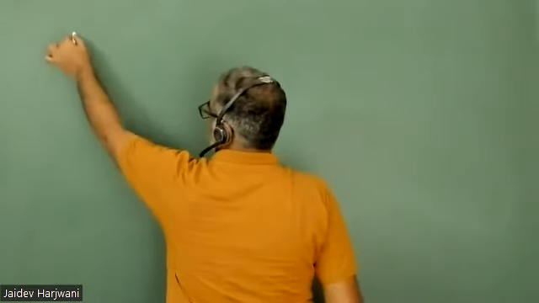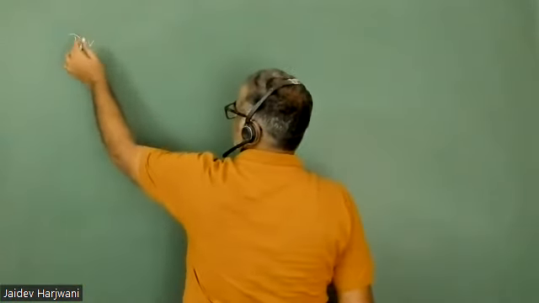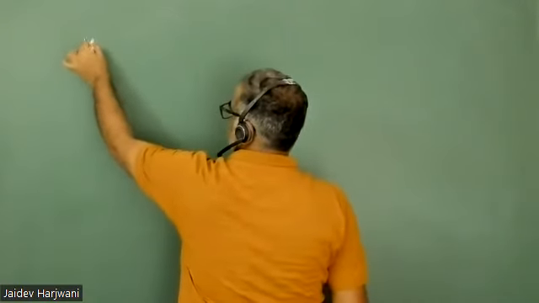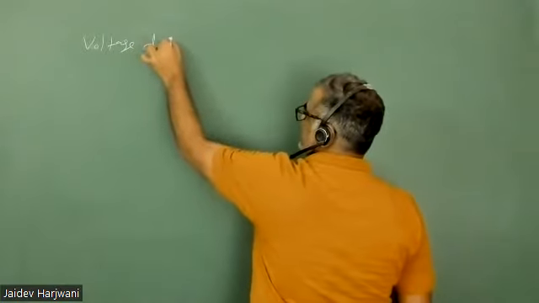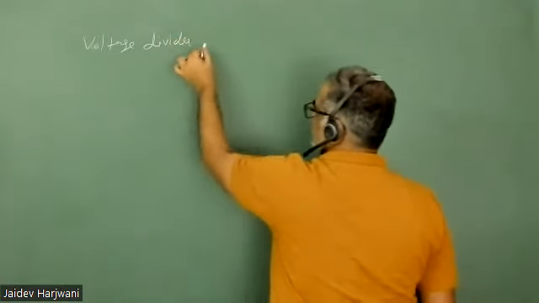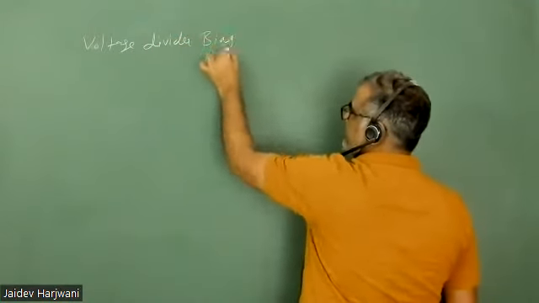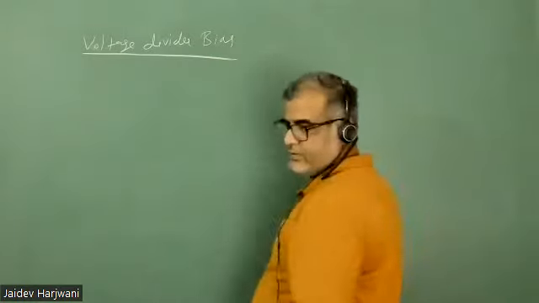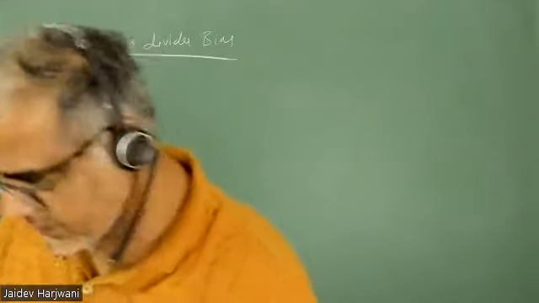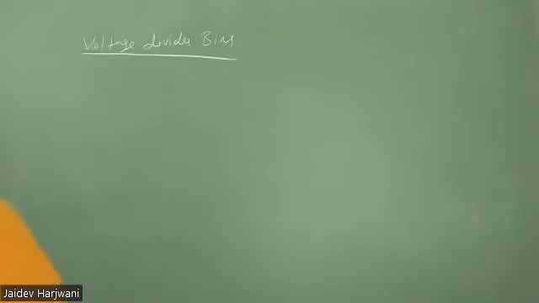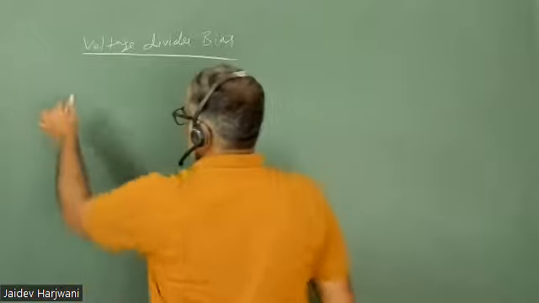Okay. So now we do one more problem. Voltage divider bias, approximate method. This problem came in exam JAM 2016.